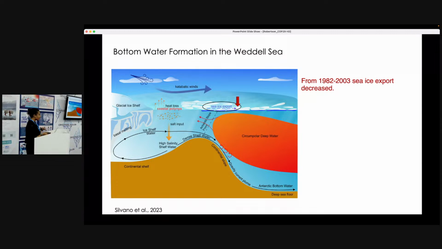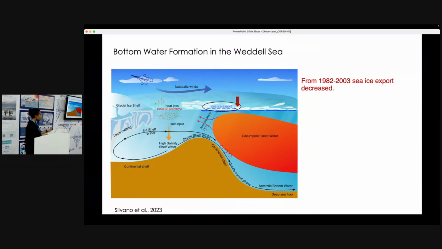You get what's called brine rejection, where when the sea ice freezes, you get a release of salt from the sea ice, causing dense salty water to sink below the ice shelf and eventually flow off the continental shelf and circulate throughout the global ocean.